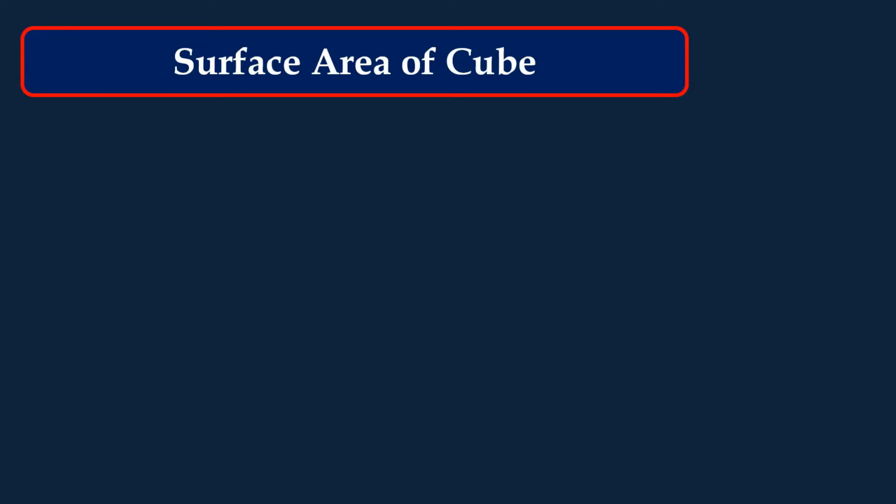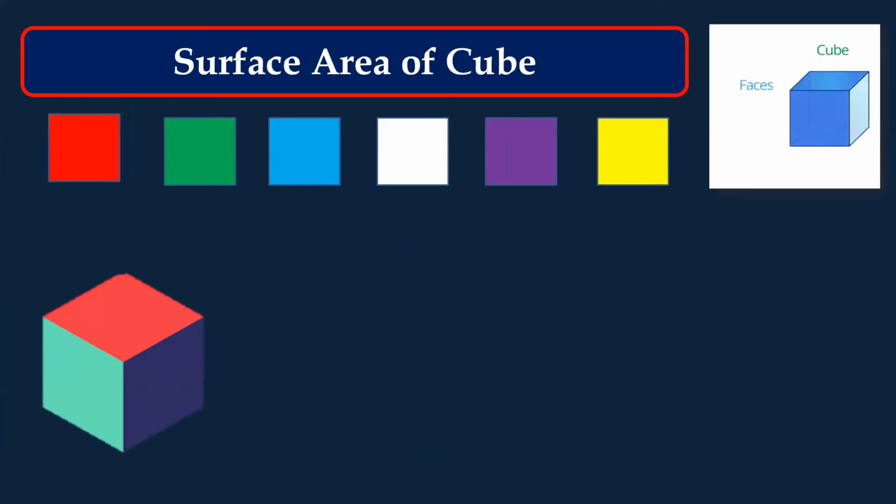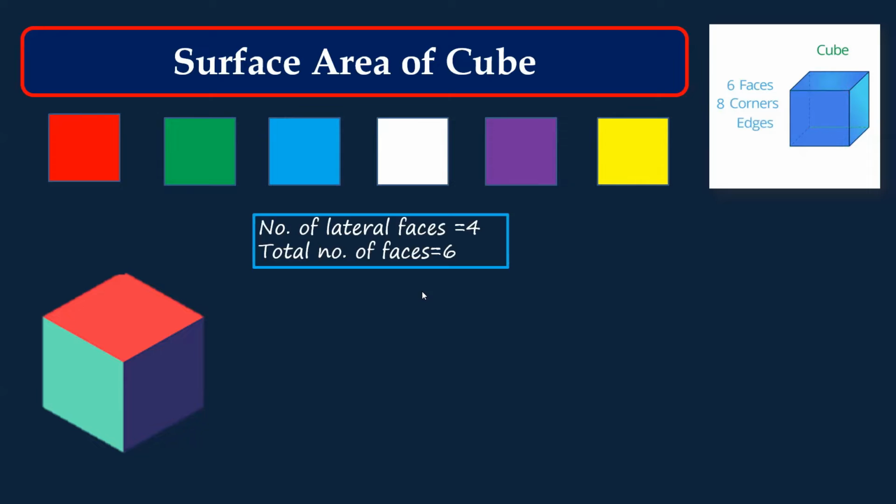Now let's see what is the surface area of a cube. We know that a cube has all 6 faces identical. It means that the cube is bounded by 6 identical faces which are square in shape. Now let's see how many faces the cube has: 6 faces, and lateral faces equal to 4.